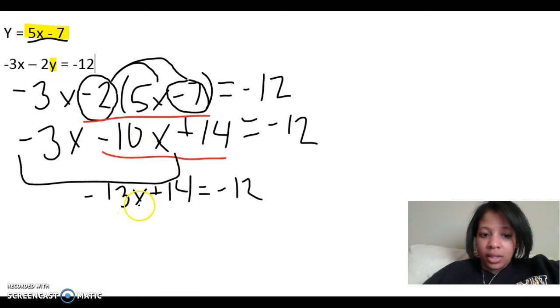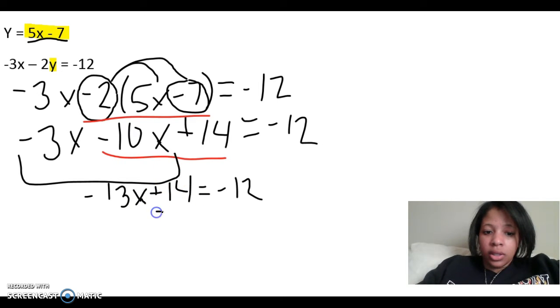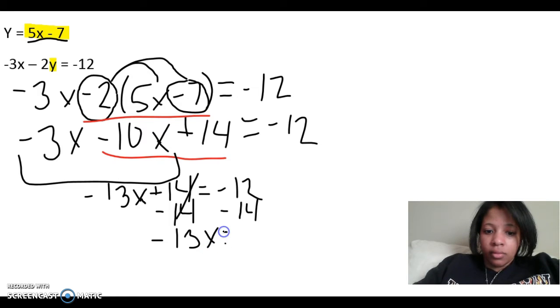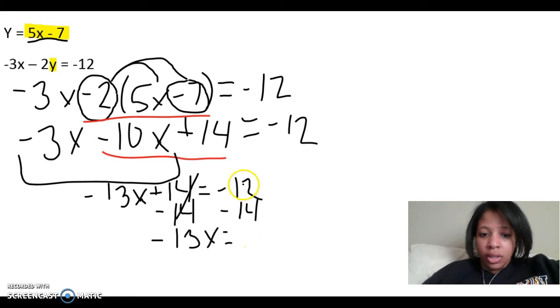And now we only have x in one spot. So now we're just solving for x. So we want to keep x, get rid of everything else. First I'm going to get rid of this positive 14. The opposite of positive 14 is negative 14. They cancel. I'm bringing everything that I haven't used down. Now on this side, both of these are numbers, so I can add these together or combine them.